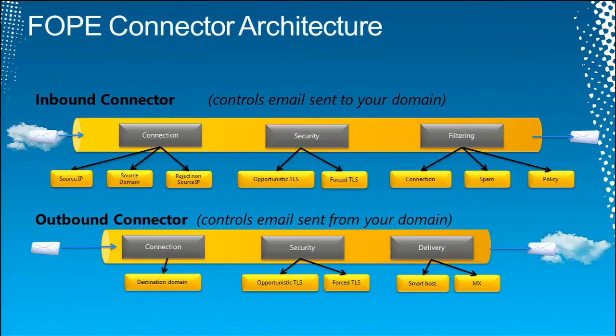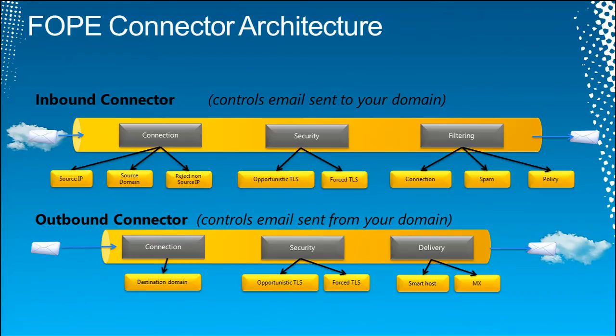So the directionality is just meant to refer to mail that's coming in or out of that FOPI instance for your domains. So inbound, we have connection, security, and filtering. You can specify source IP, so you can say, hey, I only want the mail to come from this set of source IPs. You can have source domains. Say, from these IPs, I only want to see mail for these domains. So if it comes from that IP and is not for the same domain you've configured, don't accept it. That's one of the options you have.